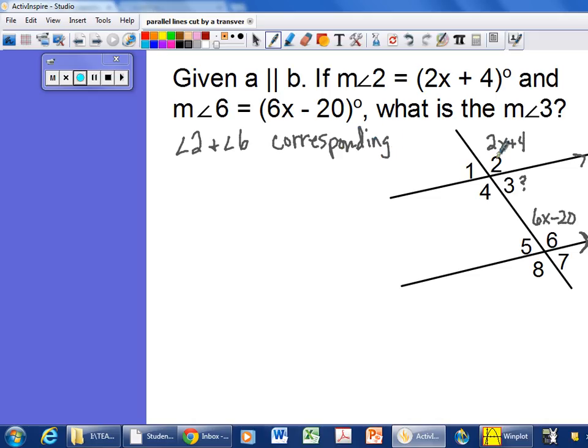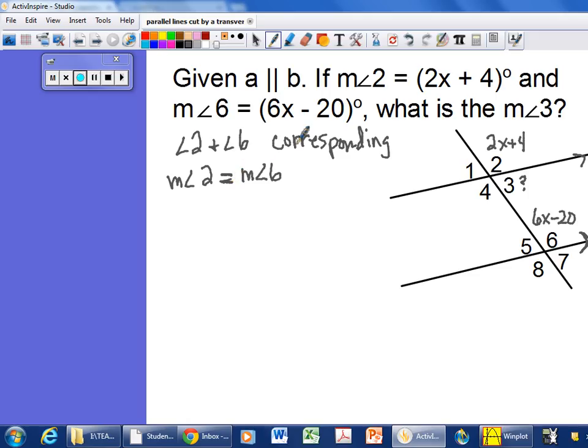Okay, notice they're in a corresponding position. This is in the top right corner of its group. This is in the top corner of its group. Corresponding angles. And the theorem or postulate says that corresponding angles are congruent, which means the measure of angle 2 equals the measure of angle 6. Okay, that's how they relate. They have an equal relationship.